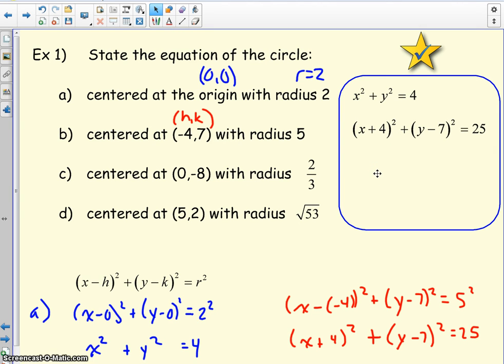Okay, so what I'd like you to try and do now is the last 2 on your own. Again, just see if you can create the equation of a circle for each of these.